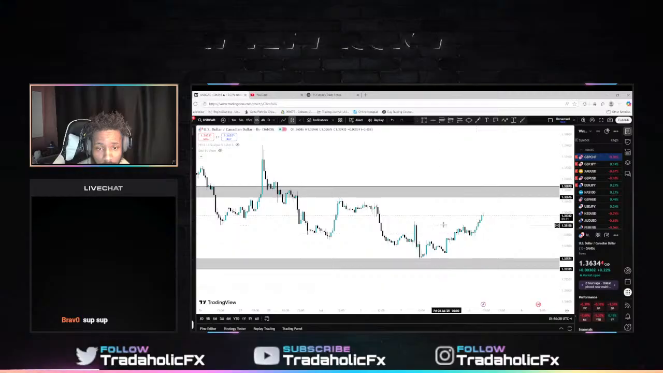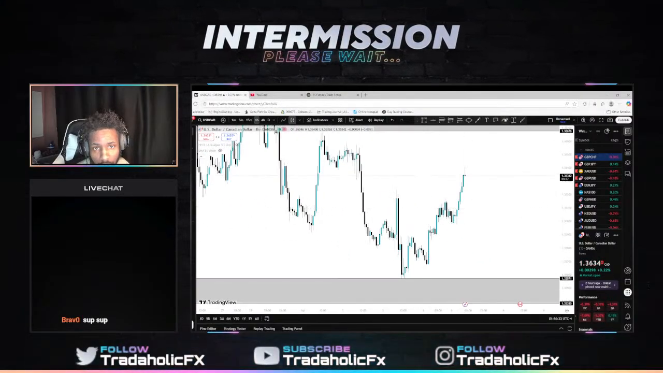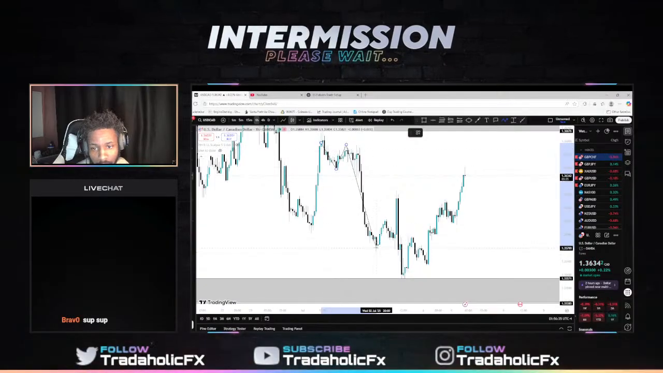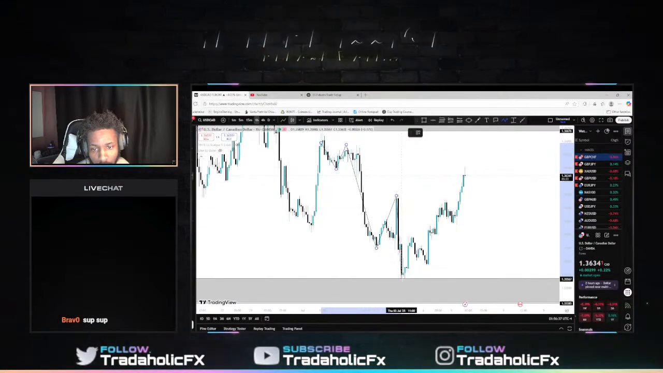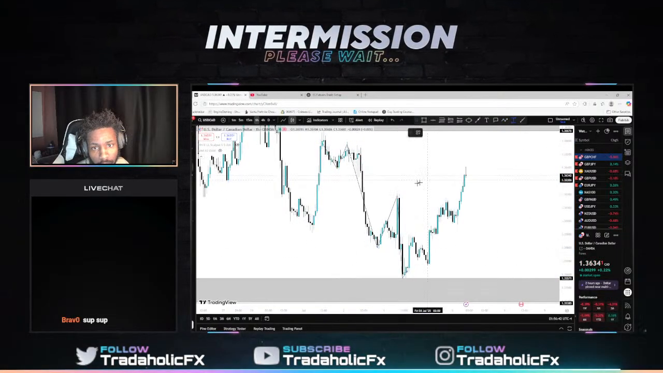Look on a 1-hour time frame, we are bullish. The reason why I'm saying we're bullish is because we have this lower low, lower high, lower low, lower high, lower low. Then we have price eventually take out this.